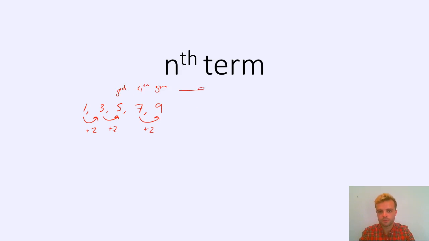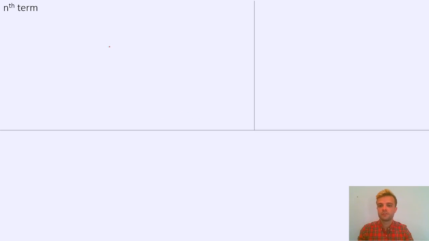But what if I wanted to jump straight to the 20th term in the sequence? There must be an easier way than adding on 2 another 15 times. And there is an easier way, and that's what nth term is for. So the nth term is the rule that tells you how to work out any term in a sequence. The nth term is going to look something like 2n plus 1. There'll be a number that goes before the n, and a number that you add or take away afterwards.